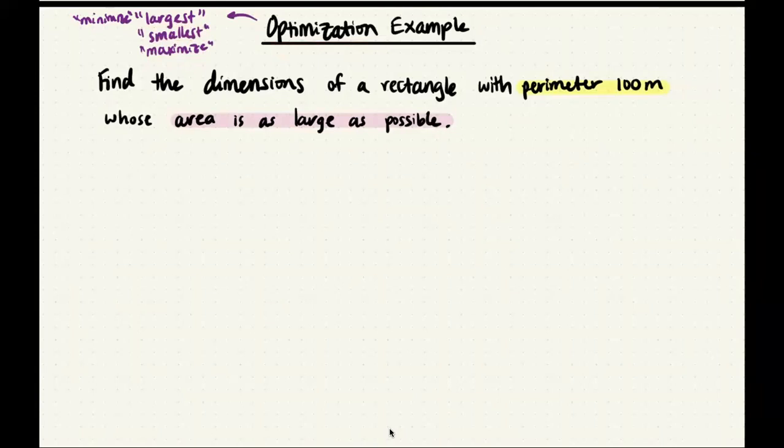Now, when you see these types of words, that means we're trying to find a global max or min on a certain interval. And typically these problems also give you more information. So here we're told the perimeter is 100 meters. Keep those things in mind because that information is going to be necessary later.